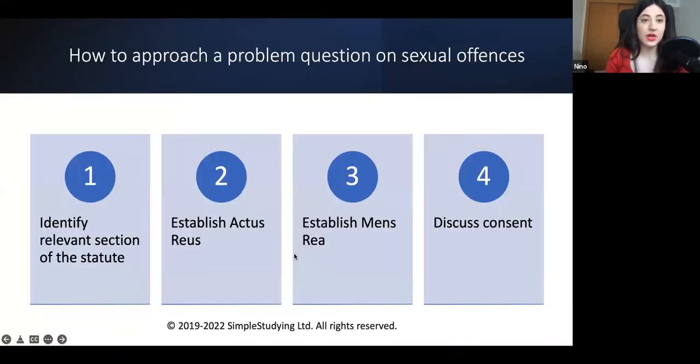So how do you answer a problem question on sexual offences? You need to first identify which is the most relevant statute section from the Sexual Offences Act 2003. Then you need to discuss what is the actus reus and mens rea of the offence. Apply the relevant cases, if any, and discuss consent element under section 76, 75, or 74.